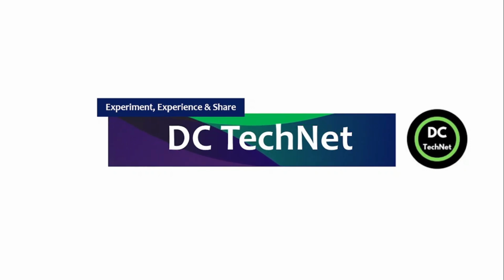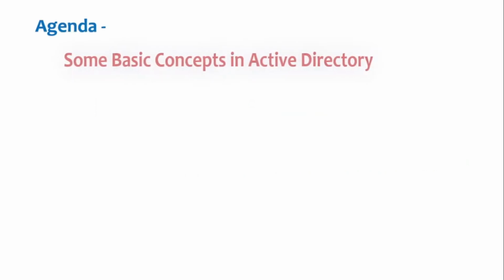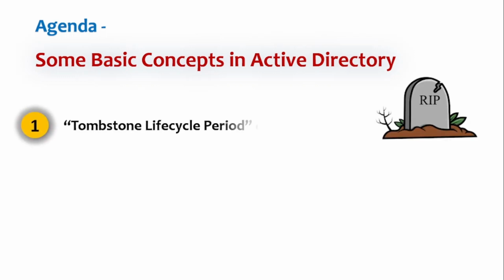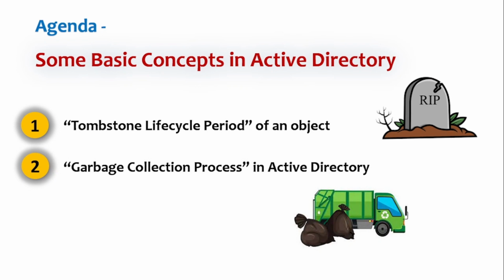So let's see what we have on the agenda today. Today we'll be focusing on some basic concepts in Active Directory, and I got a comment from one of the subscribers asking to explain these concepts. First we'll be dealing with the Tombstone Lifecycle Period of an object, and then the garbage collection process in the world of Active Directory. So these are the two concepts that we'll understand today.